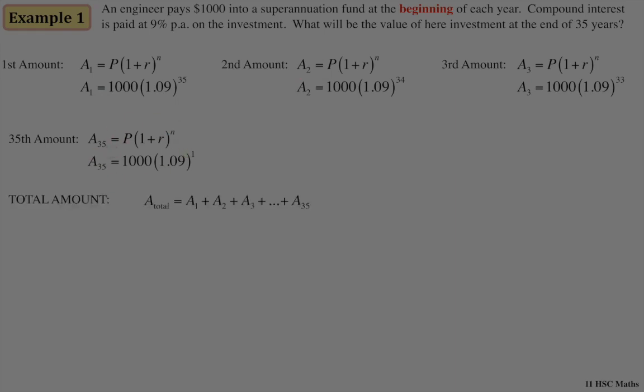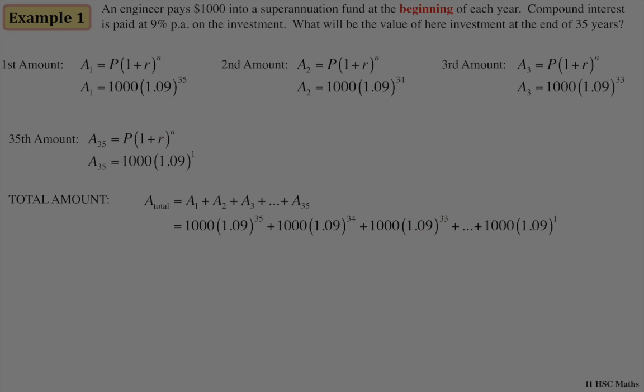So the total amount he's going to get is his first amount, and second amount, and third amount, and all the way up to the 35th amount, all added together. We can write them down now as 1,000 times 1.09 to the power of 35, plus 1,000 times 1.09 to the power of 34, plus 1,000 times 1.09 to the power of 33, all the way down to 1,000 times 1.09 to the power of 1.